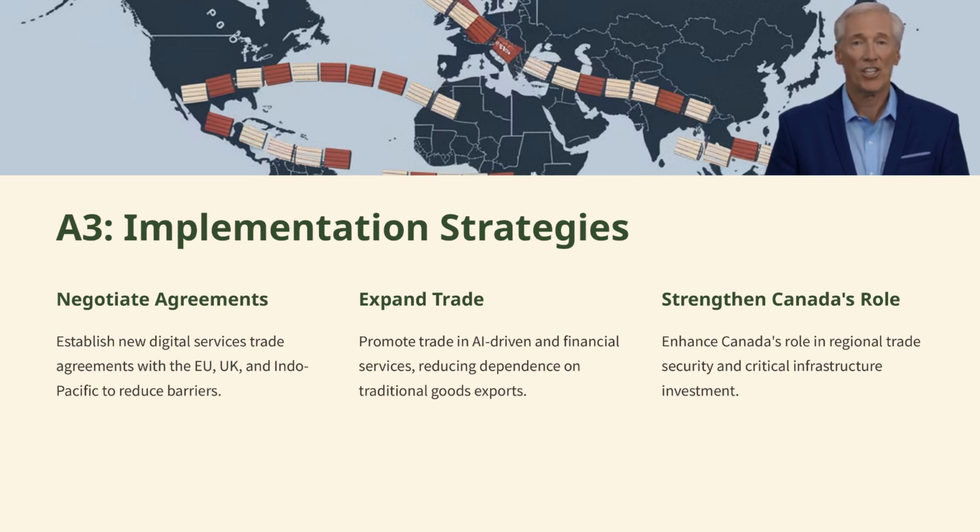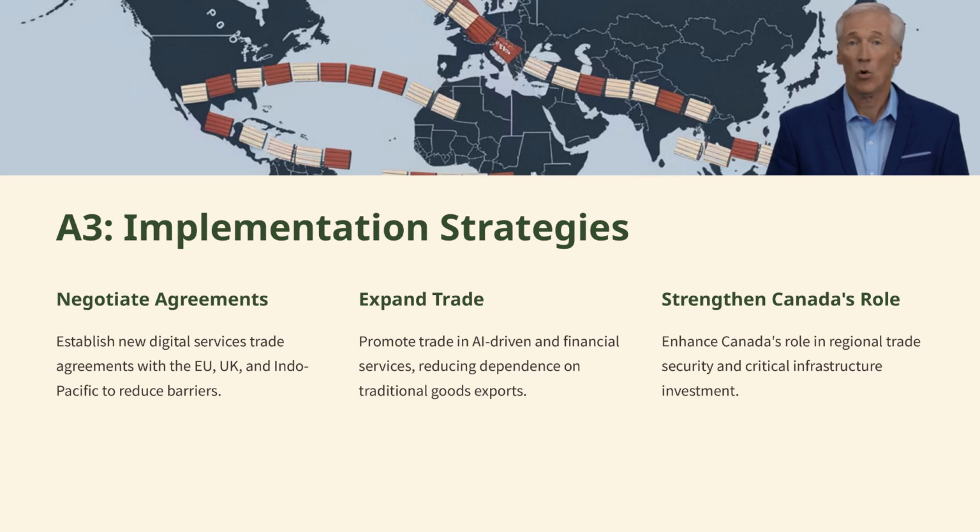First, we must negotiate new digital services trade agreements with partners in the EU, the UK, and the Indo-Pacific. These agreements will open up new avenues for growth in our digital economy. Next, it's crucial to expand our trade in AI-driven and financial services. By reducing our reliance on traditional goods exports, we position Canada at the forefront of modern, high-growth industries.